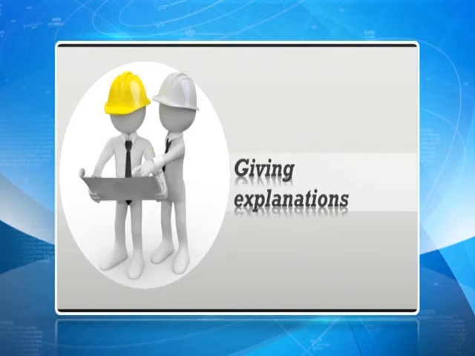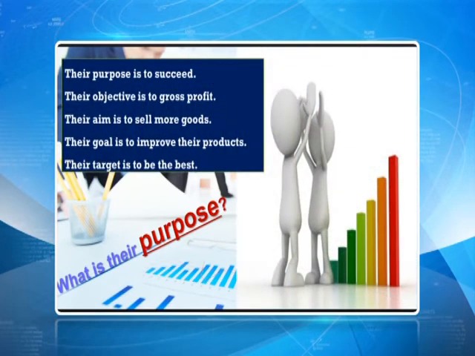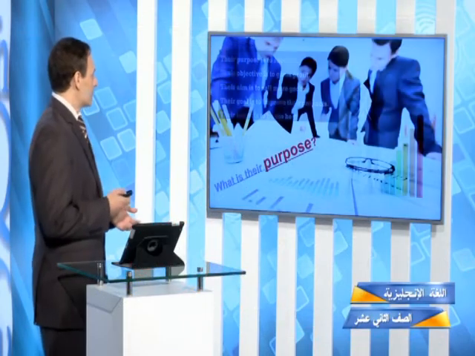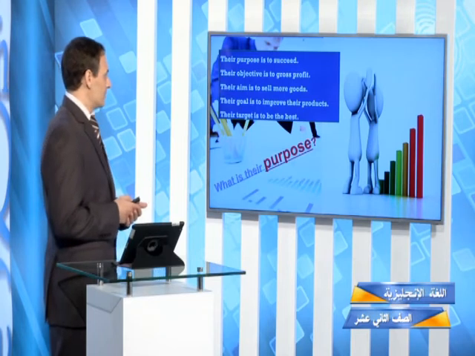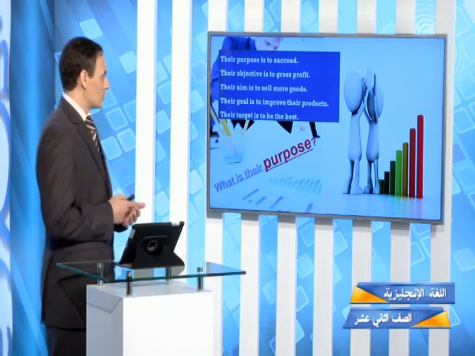First of all, when giving explanations, you sometimes need to give or to introduce the purpose of your actions. Okay? So have a look at the following picture. In this picture, you see a team of executives, and they look busy. Okay? Now, what is their purpose? Some of the answers that you can come up with are: their purpose is to succeed. Their objective is to gross profit. Their aim is to sell more goods. Their goal is to improve their products. Their target is to be the best.